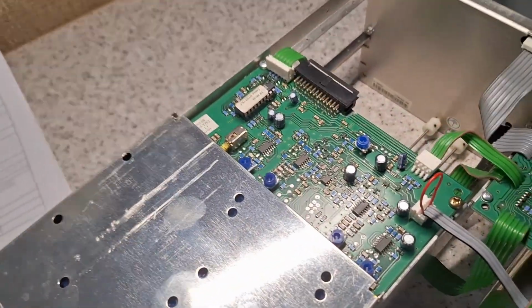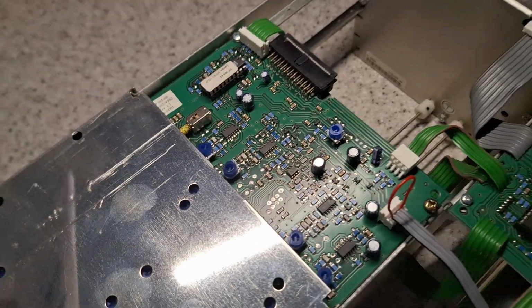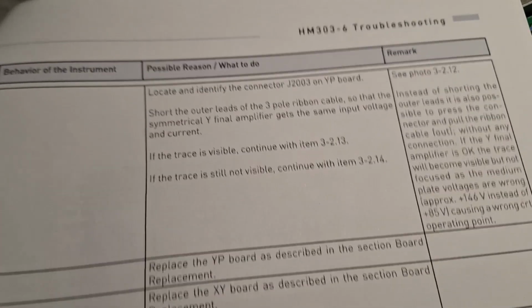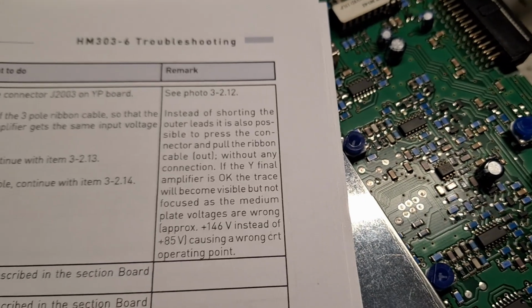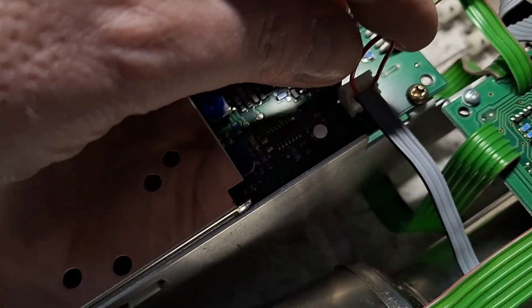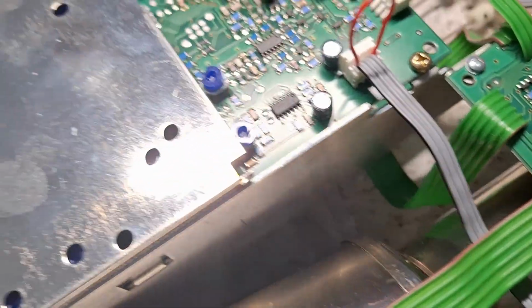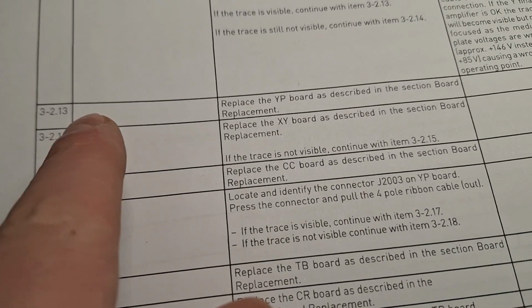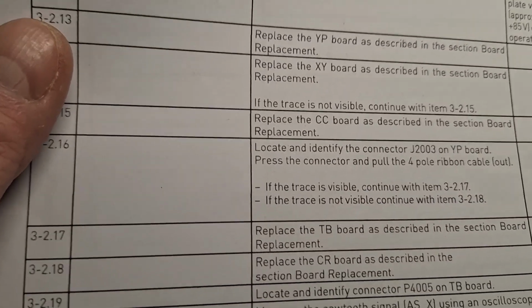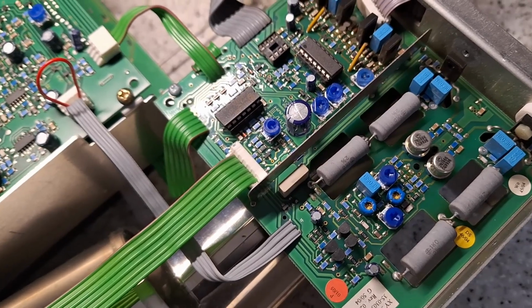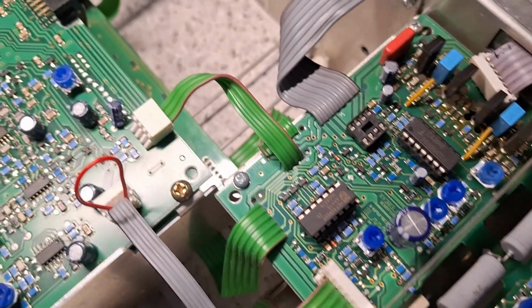Well, just before I go messing around on that TB board, I've shorted the two outer poles of that connector together, like it says in the manual here, and the trace is not visible. However, it is if you pull that connector out. So that would imply that with them two poles shorted, it doesn't do anything. The next step is 3214, which is replace the XY board. Right, so that would indicate the fault is on this board, the deflection board. So I think it's time to go poking around on there and see what we can find.